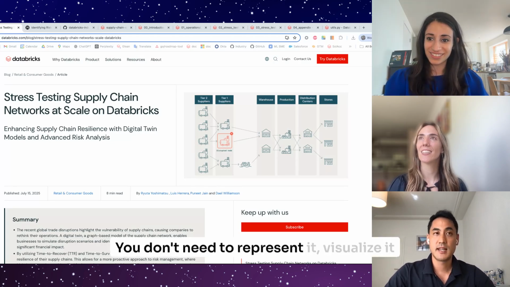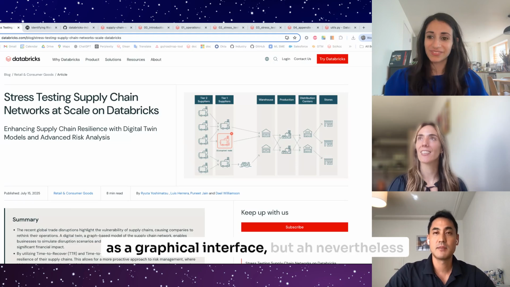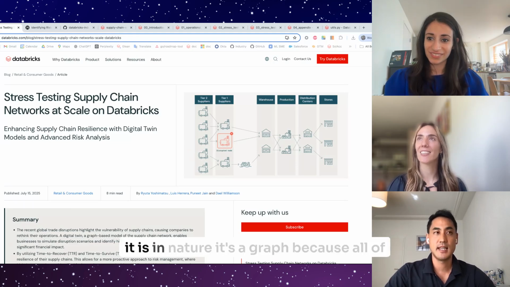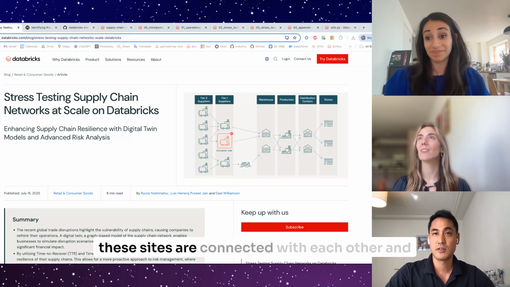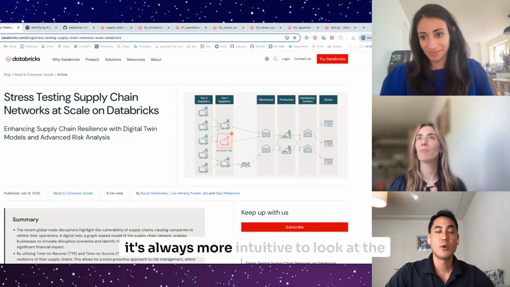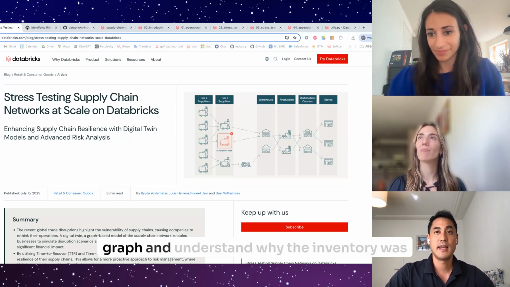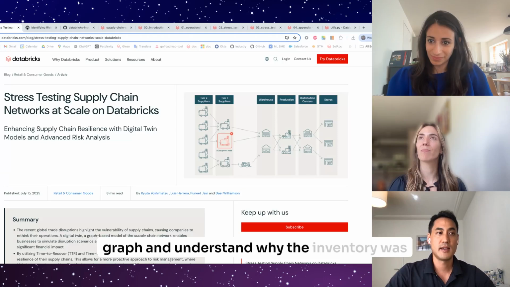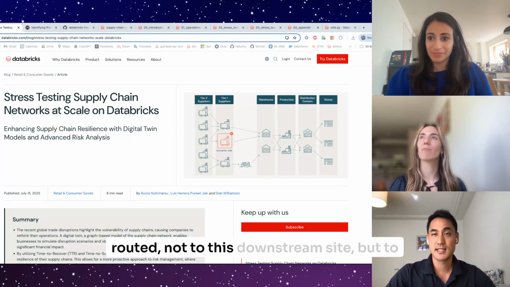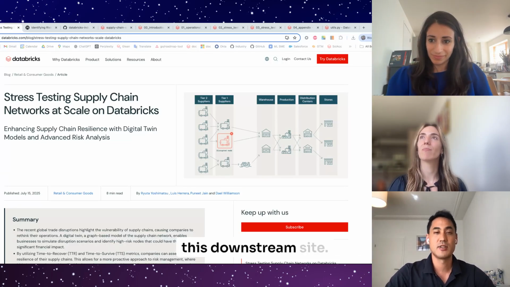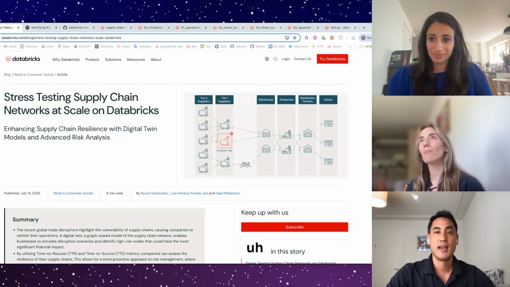You don't need to visualize it as a graphical interface, but nevertheless, in nature it's a graph because all of these sites are connected with each other. And it's always more intuitive to look at the graph and understand why the inventory was routed not to this downstream site, but to that downstream site. It becomes a lot more intuitive.